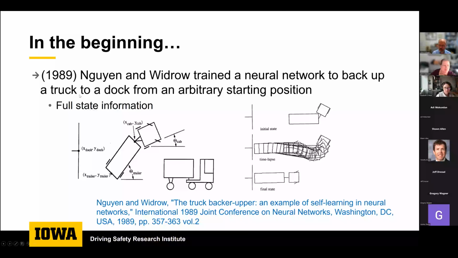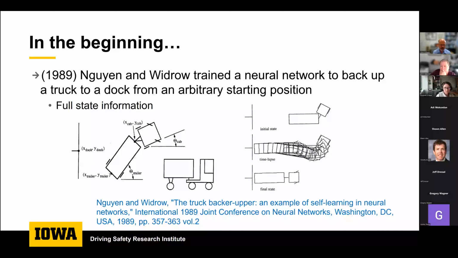So let's back up a little bit. In the beginning, I don't really know if this is the beginning, but it's back in the early days. Nguyen and Widrow trained a neural network to solve a similar problem, back up a truck to a fixed dock from an arbitrary starting position. So move that truck wherever you like. Think of a dock, to unload at a grocery store or something.